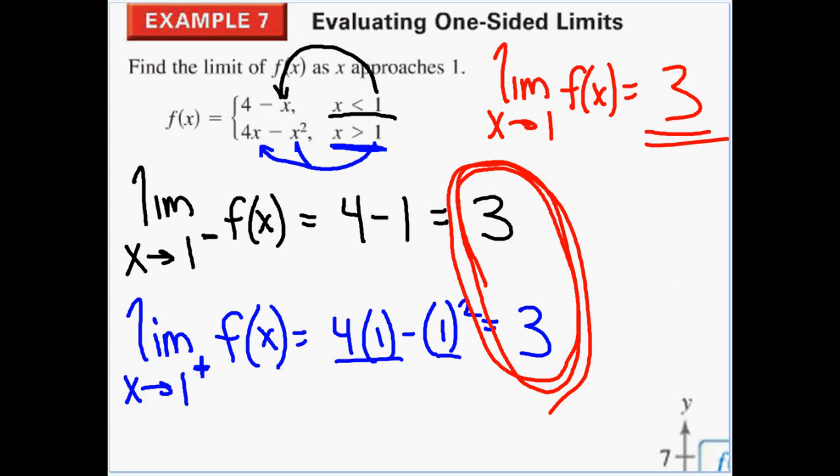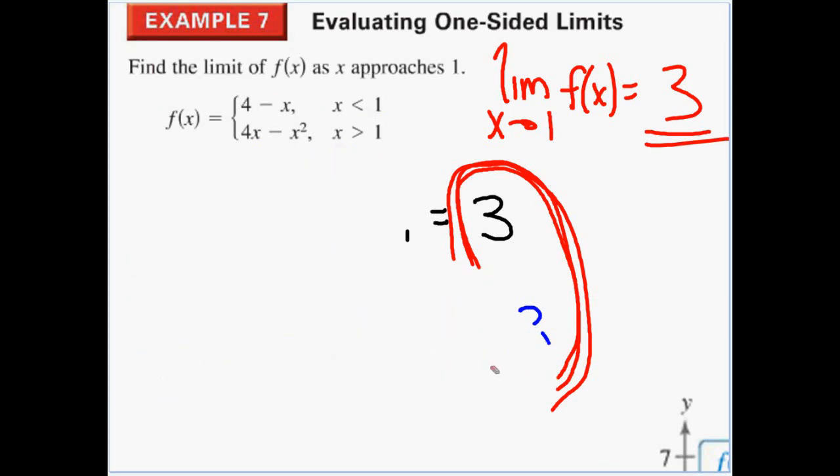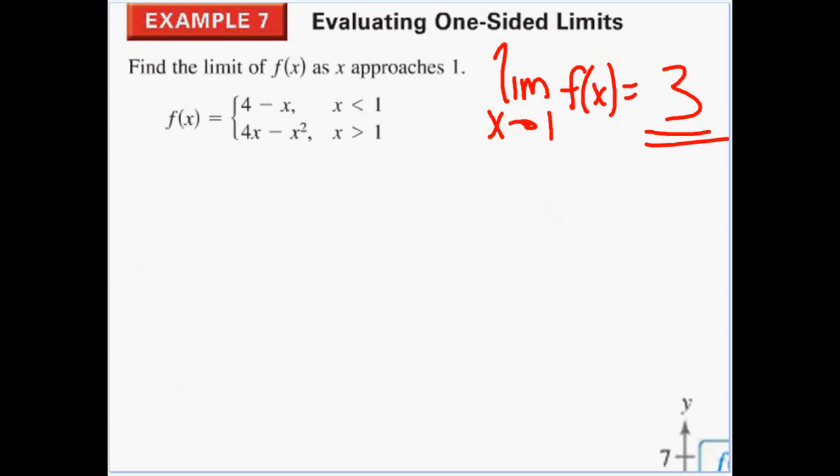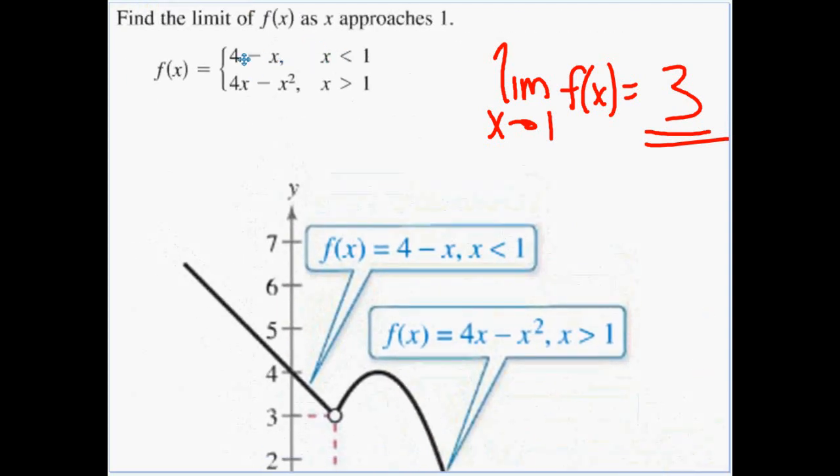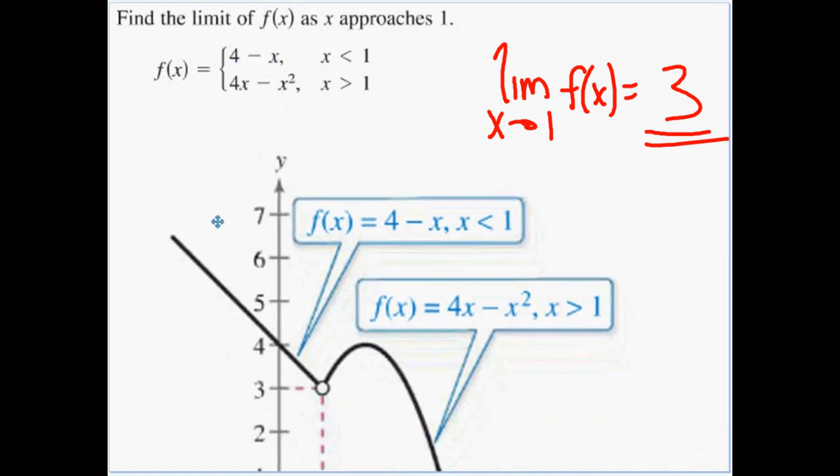Now, what was going on here graphically? If we were to graph the piecewise, it would look like this. To the left of 1, we have a negative sloped line, 4 minus x. Here's our negatively sloped line. I'll hit it in red ink.